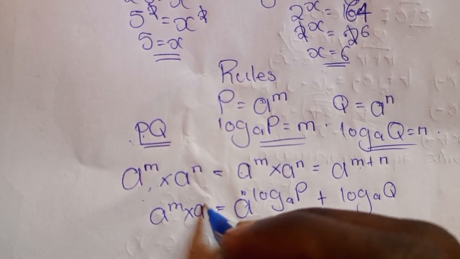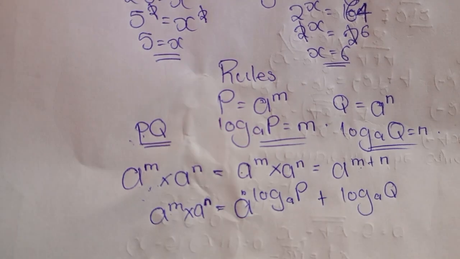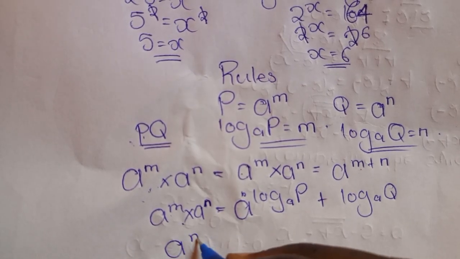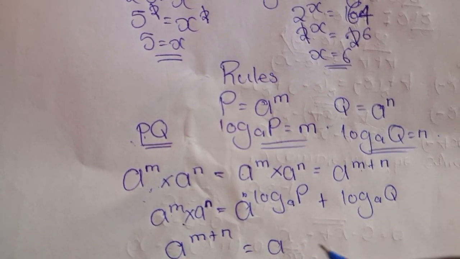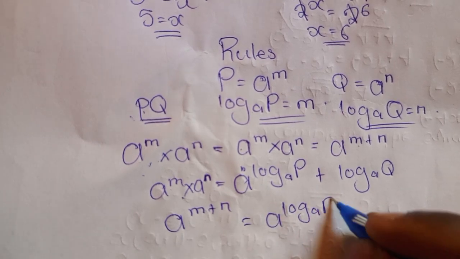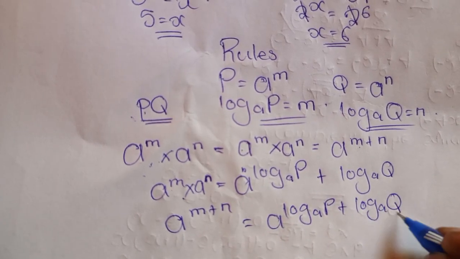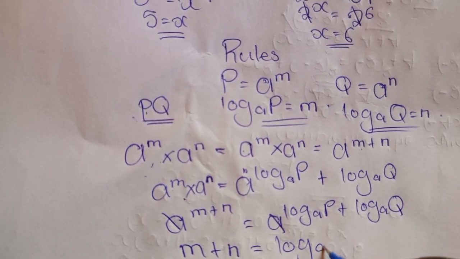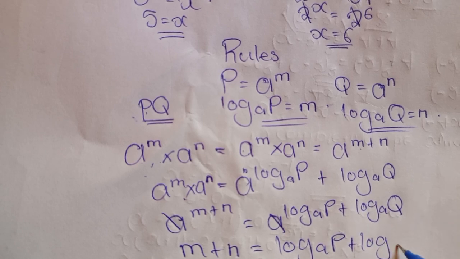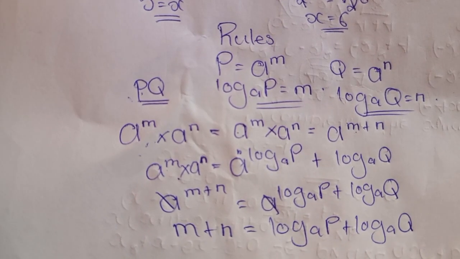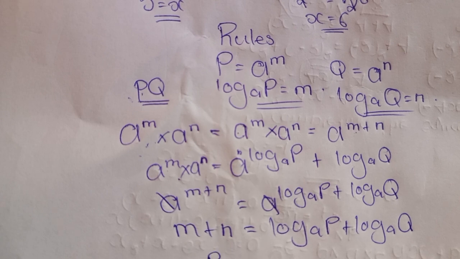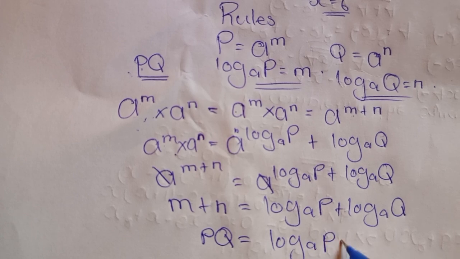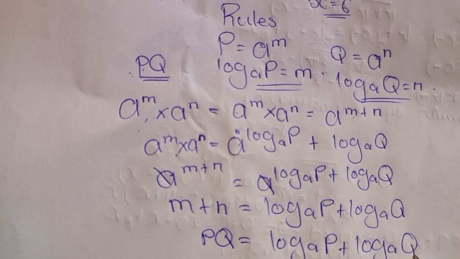So this is equal to a to the m times a to the n, and this side is the same as that side. So a to the m plus n is equal to a to the log of p plus log of q, where these can go, and m plus n is equal to log base a of p plus log base a of q. So the logarithm of the product pq is the same as the addition of two basic logarithmic functions.